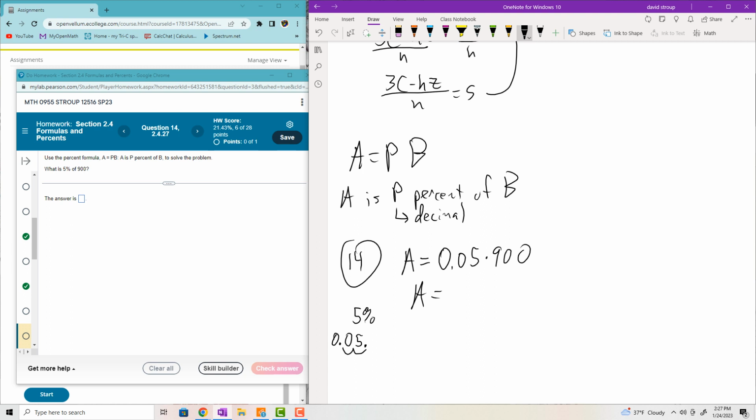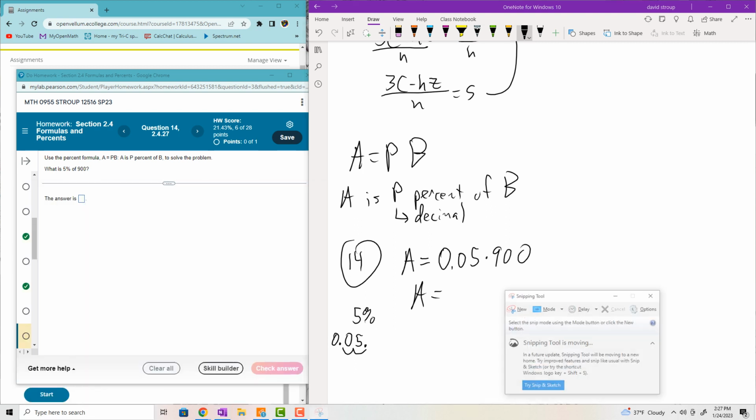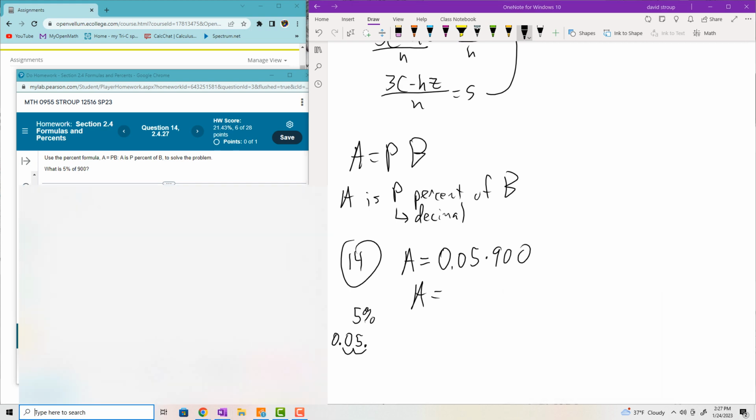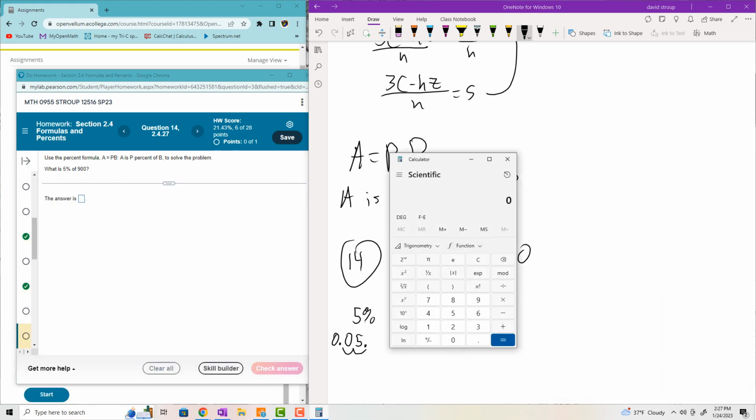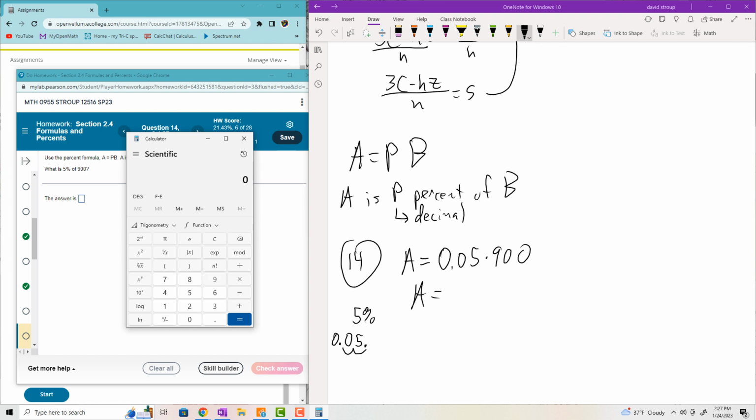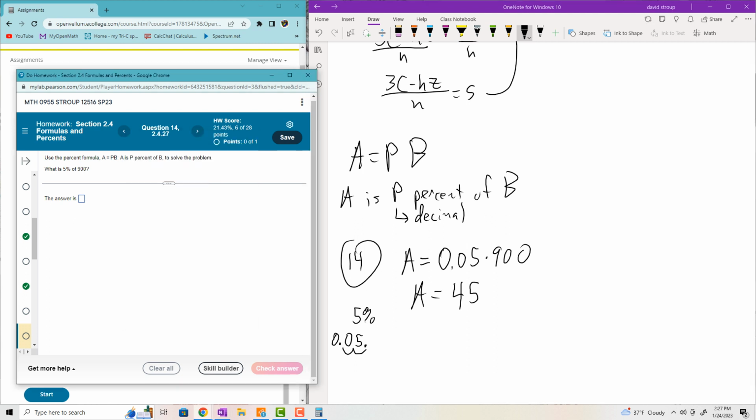And then I usually just default to my calculator for any story problems. Let's get the calculator out. So we need to go 900 times 0.05. And so 45 is 5% of 900.